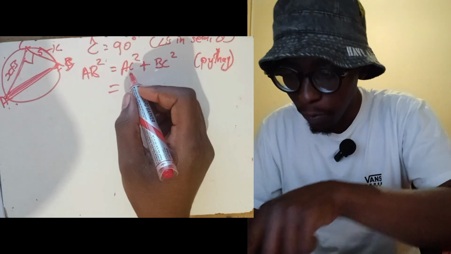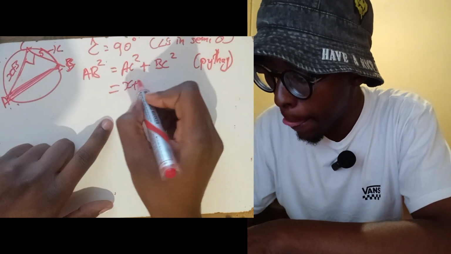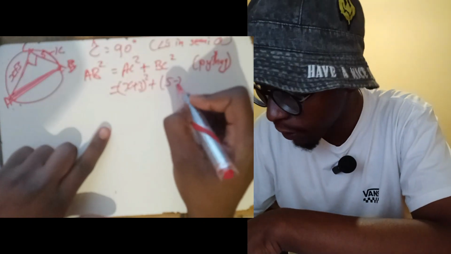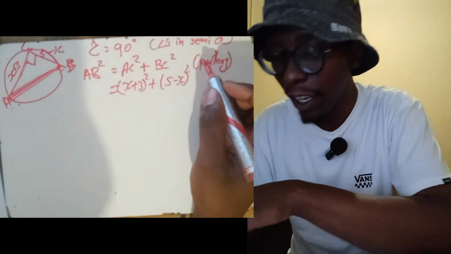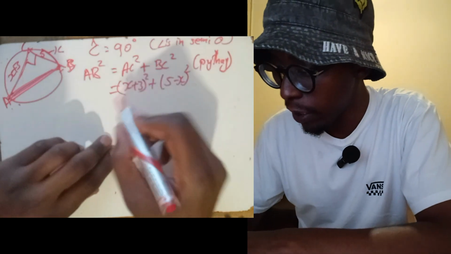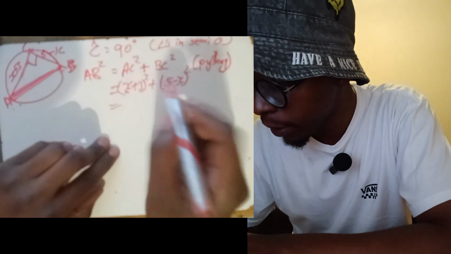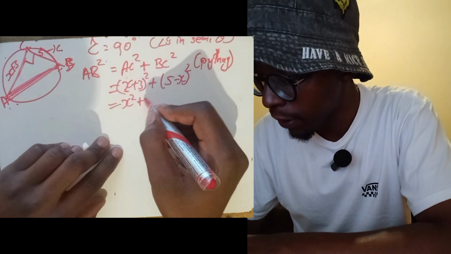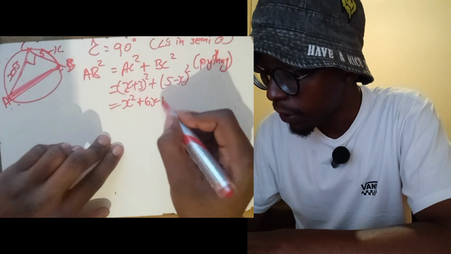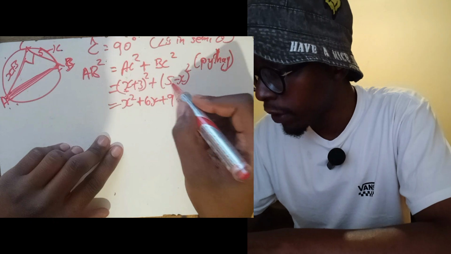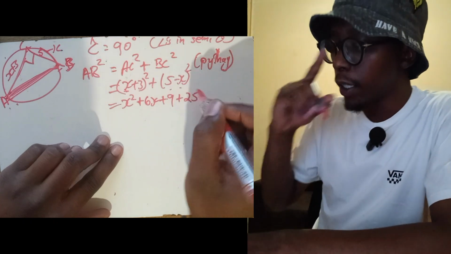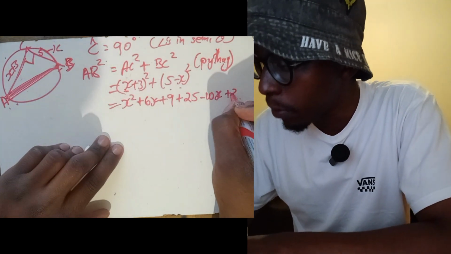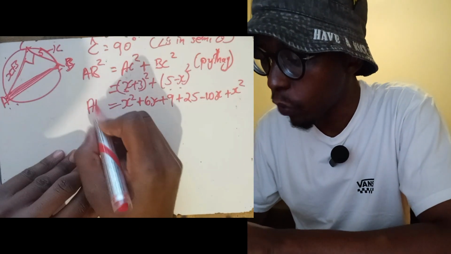What's my AC value? My AC value is x plus 3, and this must be squared. And then my BC is 5 minus x, which must be squared. So now again, I'll use the shortcut. Square the first term, it's x squared. And then times the 2, it becomes 3x, double it becomes 6x. Square your last term, it becomes 9. And then plus, square your first term, 25, times the 2, negative 5x, double it, minus 10x, and then square your last term, becomes x squared, and this is my AB squared.